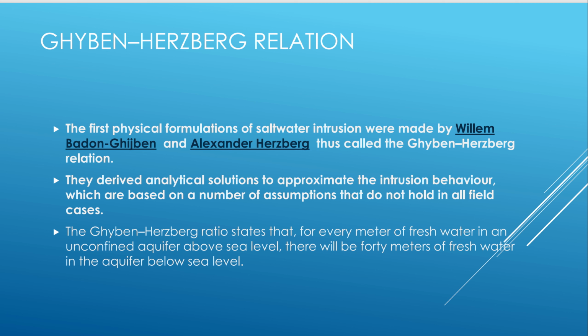So today we have a number of methods to analyze the intrusion behavior, including the finite element method. The Ghyben-Herzberg ratio states that for every meter of fresh water in an unconfined aquifer above sea level, there will be 40 meters of fresh water in the aquifer below sea level. So let's come to this sentence once again.